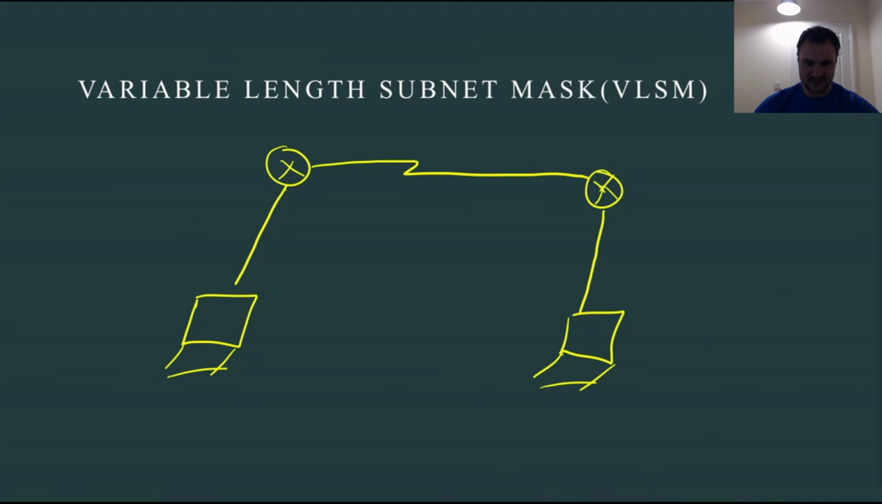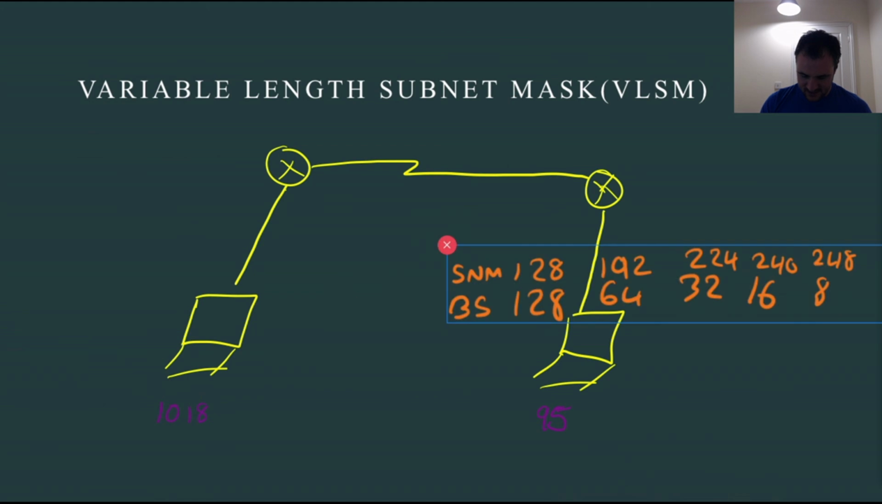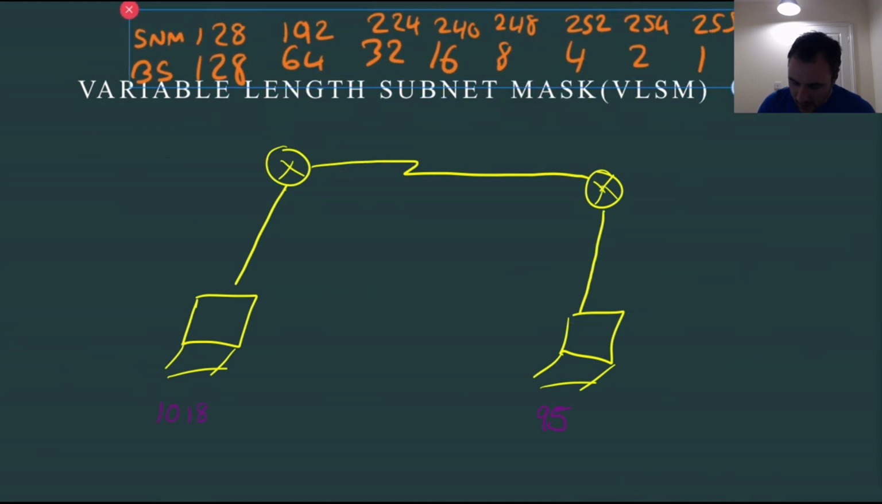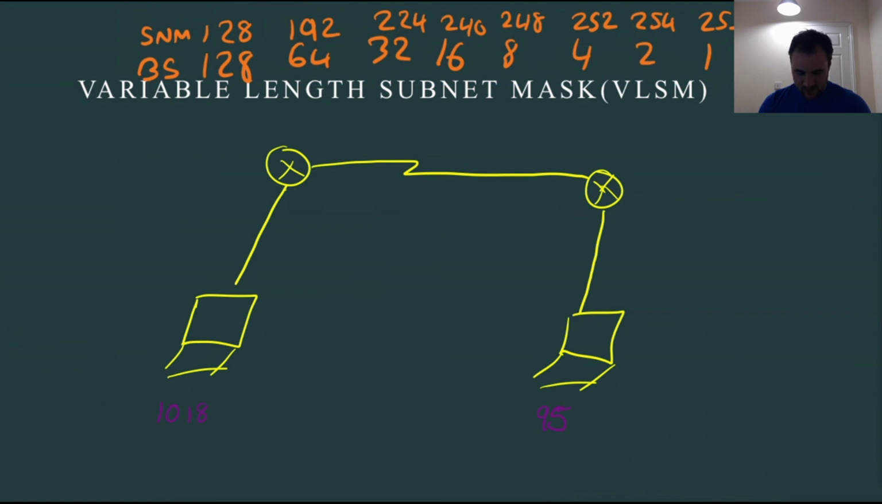So variable length subnet mask is about taking our subnets and using them really effectively, so we don't waste any. So if I have a build of 1018, and if I have, let's say, 95. Cool. So what we want to do is use our table again, paste it in, always bring in the table, nicely fits up there. And we have an IP address.